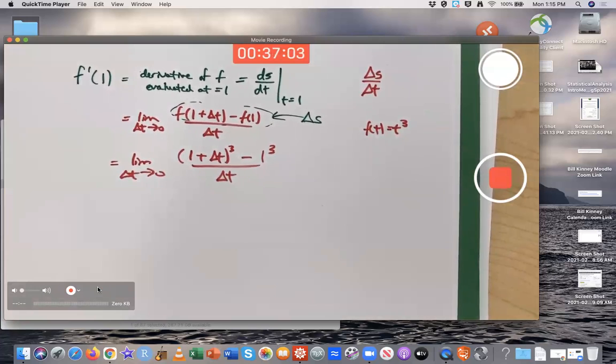That doesn't look so easy to figure out, does it? You can't plug in delta t equals 0 because you'd be dividing by 0. Can't do it. Or can you? Does anybody know a way to actually solve for this? Have you taken calculus before? Probably some of you have. You remember doing these kinds of problems?